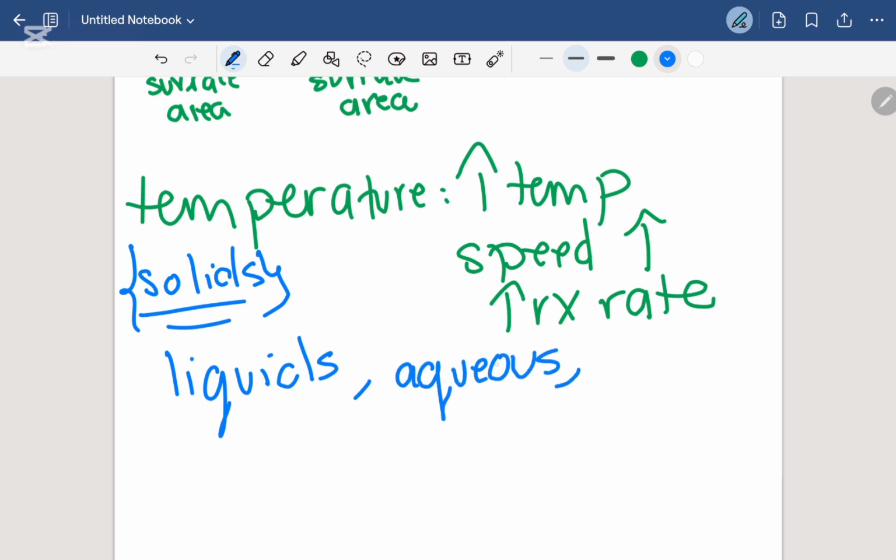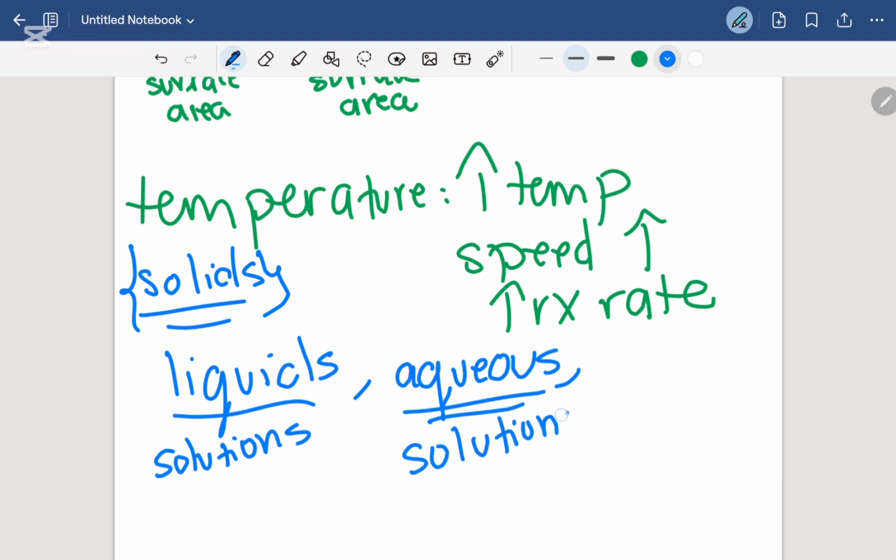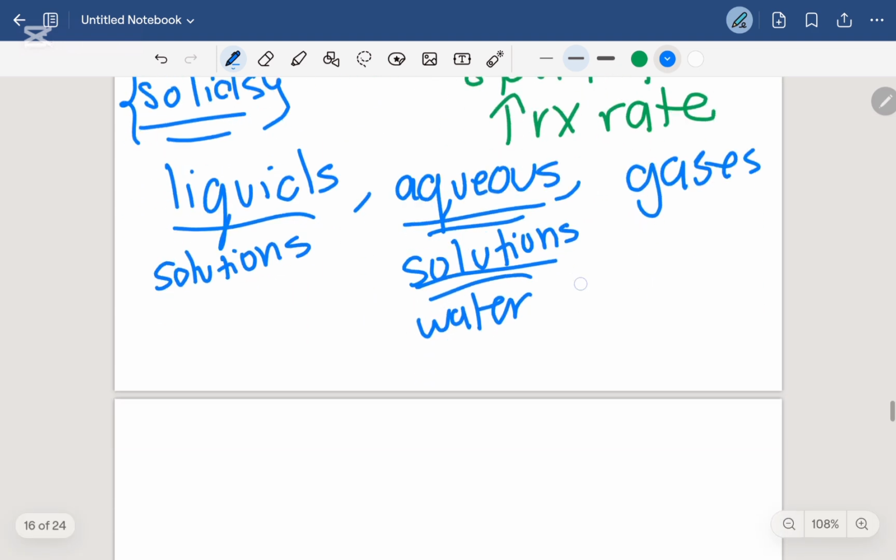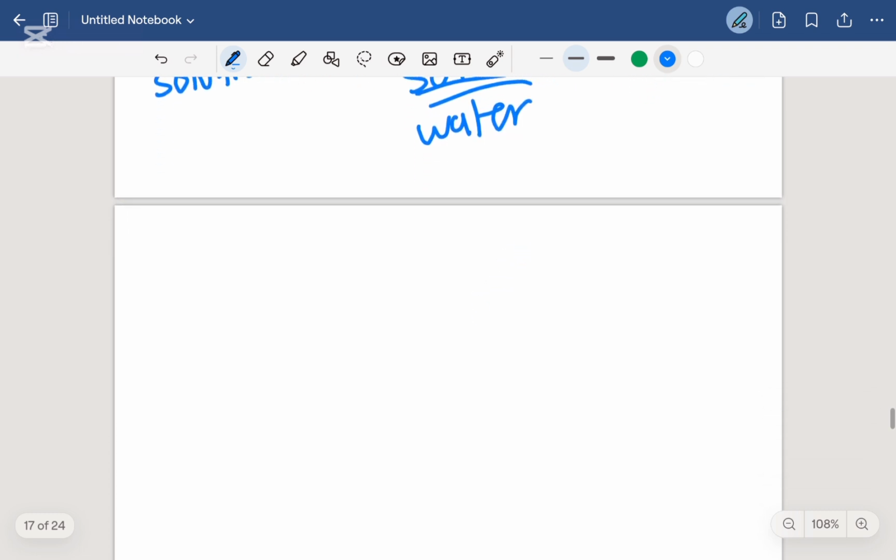Now, what's the difference between liquids and aqueous? Liquids can be any liquid. Aqueous, liquids as in solutions, I mean here. Aqueous is a solution. Now, aqueous solutions is different from liquid solutions. In which sense? In the sense that here the main solvent is water. Okay, so remember, liquids, aqueous, and gases, they are all affected by the temperature. And solids are affected just a little bit by the temperature.